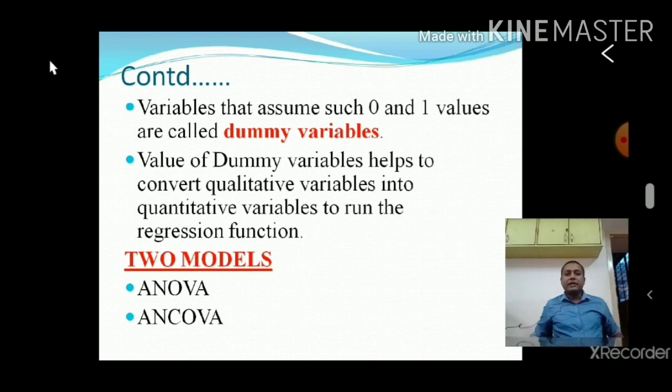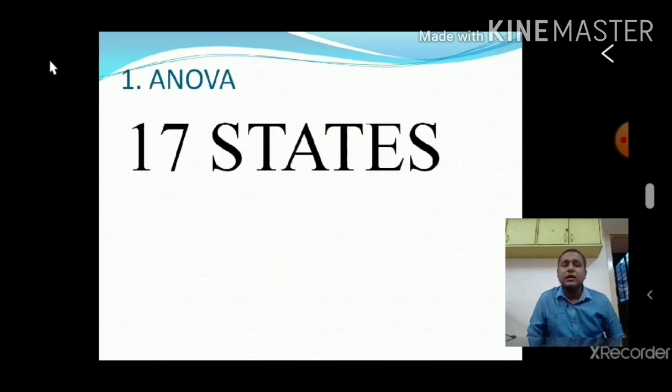So which models do we use for running the regression function? We have two models, popularly known as ANOVA and ANCOVA, analysis of variance and analysis of covariance. So what is analysis of variance? When we want to run the regression function, and in that regression function all the variables are qualitative variables, then we use the model called ANOVA, analysis of variance. The only condition is that the variables should be qualitative.